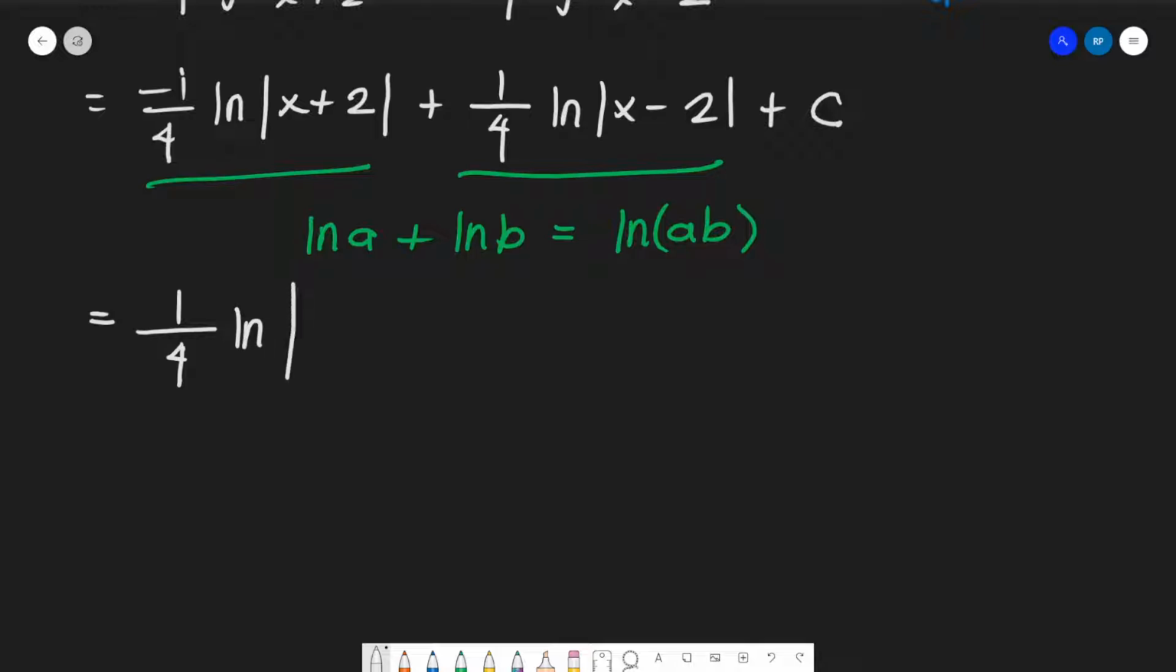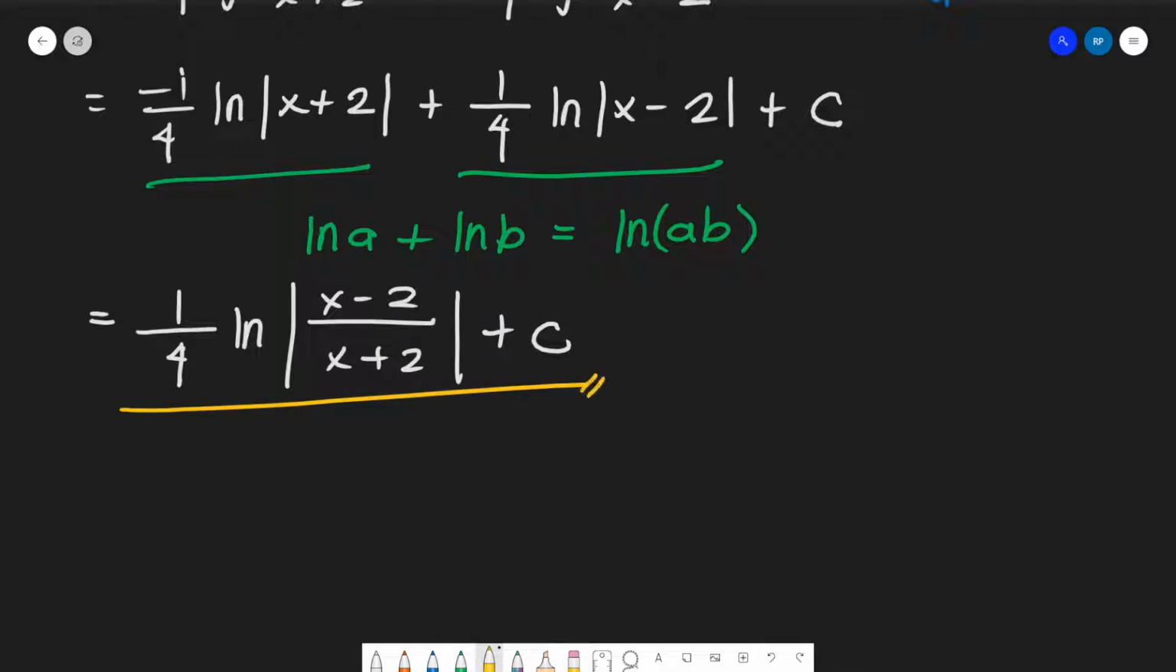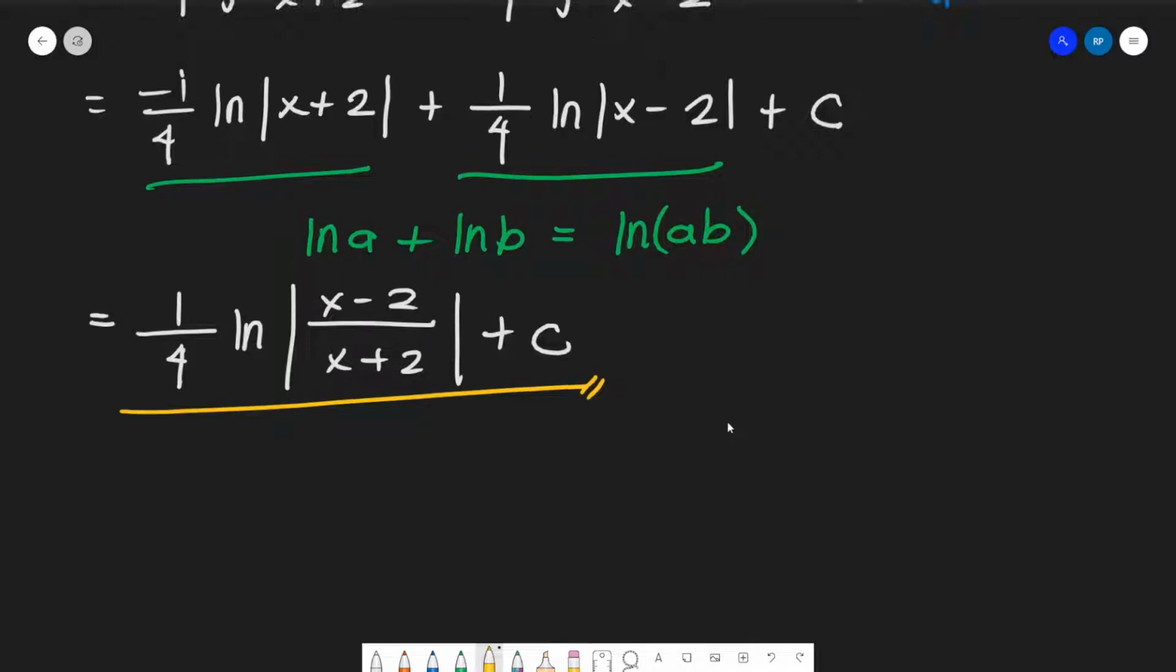natural logarithm. Ano yung nasa taas nga natin? X minus 2 kasi yun yung may positive. Diba? Over x plus 2 plus c. And this is now our final answer. Okay? So, ayan. Game. We have number 2.